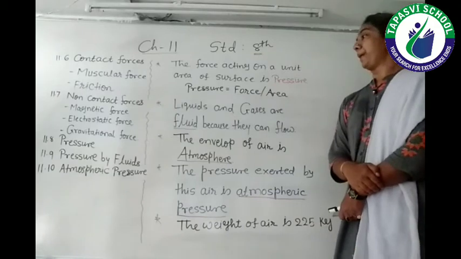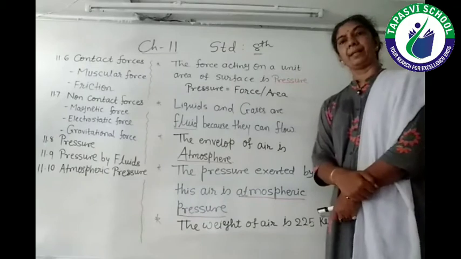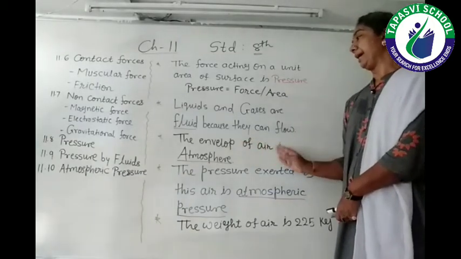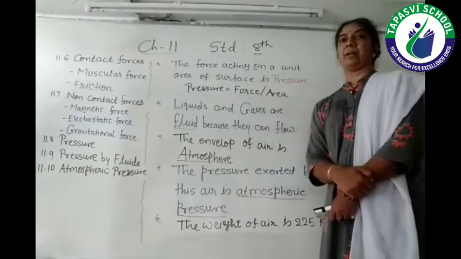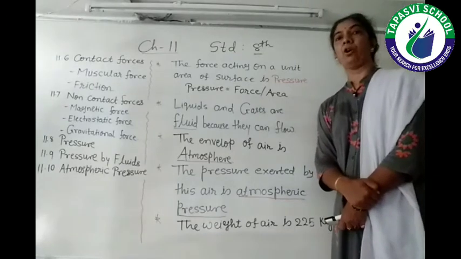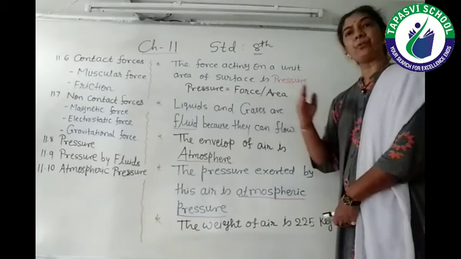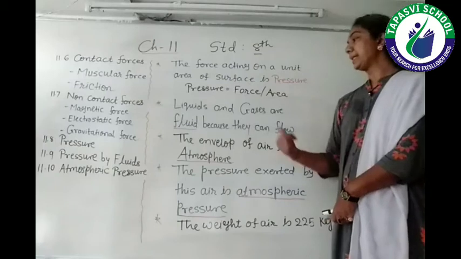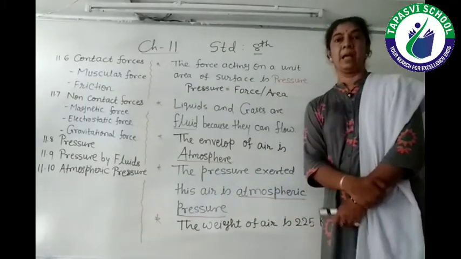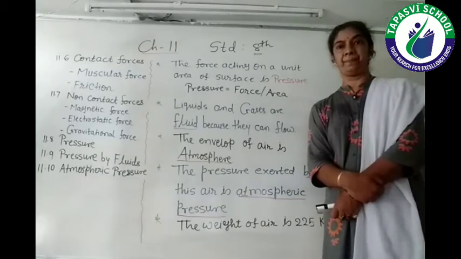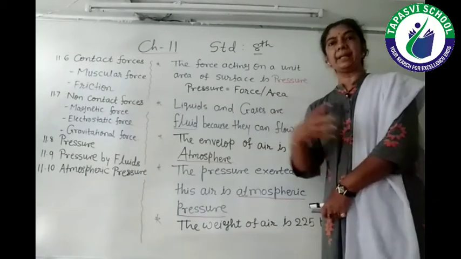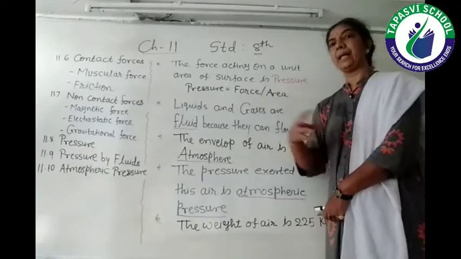After the discussion of pressure by fluids, the last topic of the chapter is atmospheric pressure. First of all, the envelope of air is known as the atmosphere. We know that from the surface of the earth up to a few kilometers, there is a layer of air. In that situation, this air is also exerting pressure, which is known as atmospheric pressure. There are so many examples of atmospheric pressure, but the simplest one is the sucker, the vacuum pad which we fix anywhere. It sucks all the air, and as a result that area gets vacuumed.